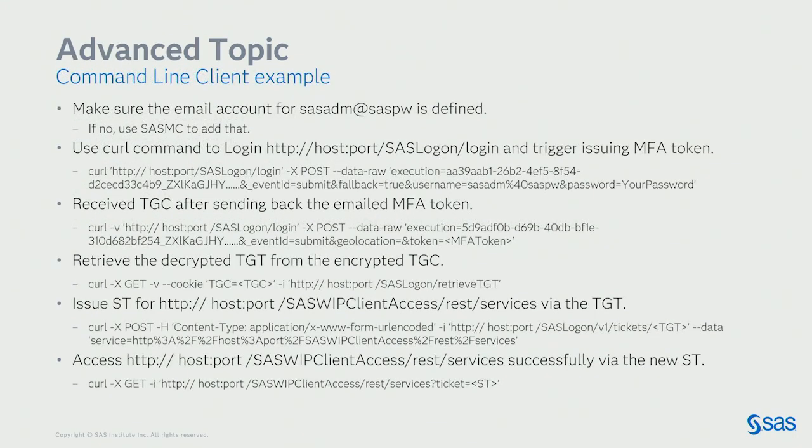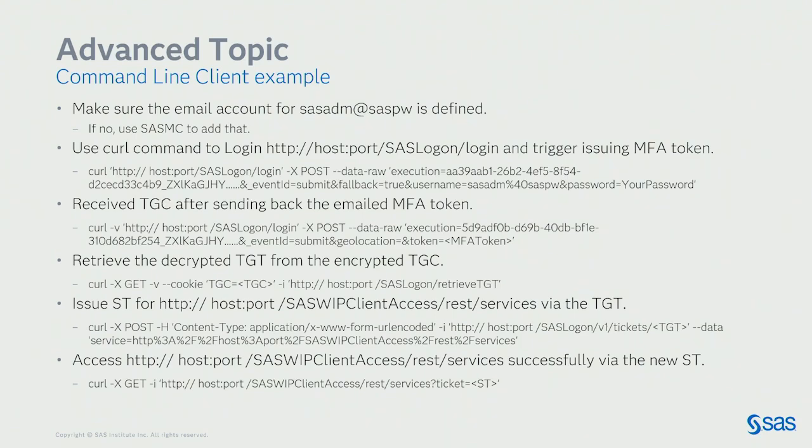Command line, this is a busy slide. Again, get some general ideas. The key messaging is you can use a curl command to access the SAS applications. And when multi-factor authentication is enabled, you have two additional steps to do. First, you use a curl command to access the endpoint to trigger an MFA token being sent to you, in this case, for example, by email. You get a token, you use that token, and issue another curl command to get a ticket granting cookie, TGC. That's the second step.